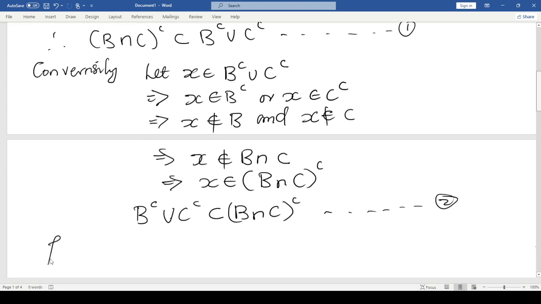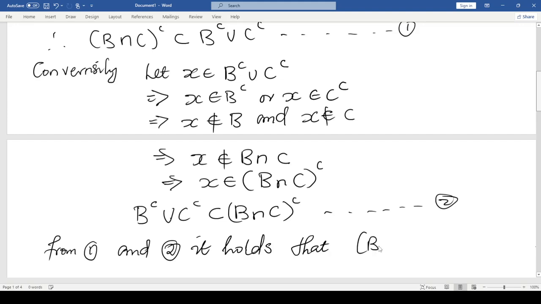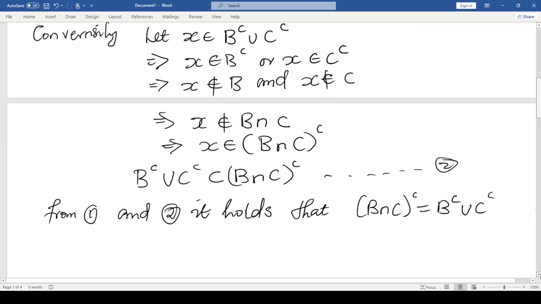You can just say from 1 and 2, it holds that B intersection C complement is equal to B complement union C complement like this here. Okay, let's go to the next one.